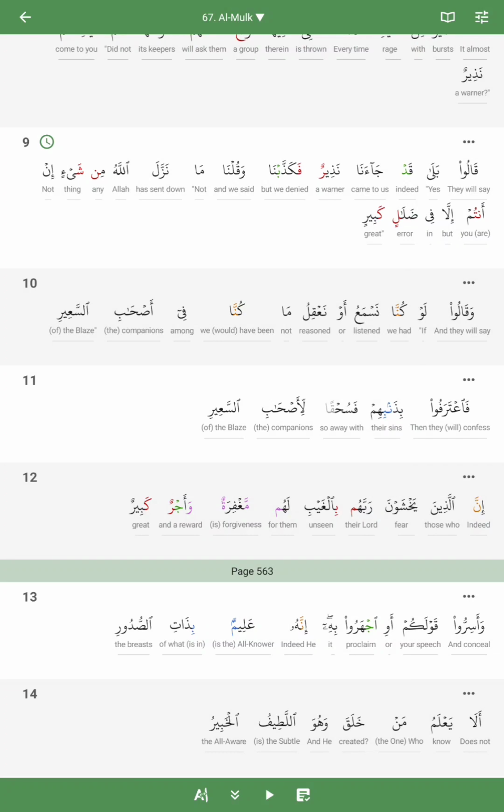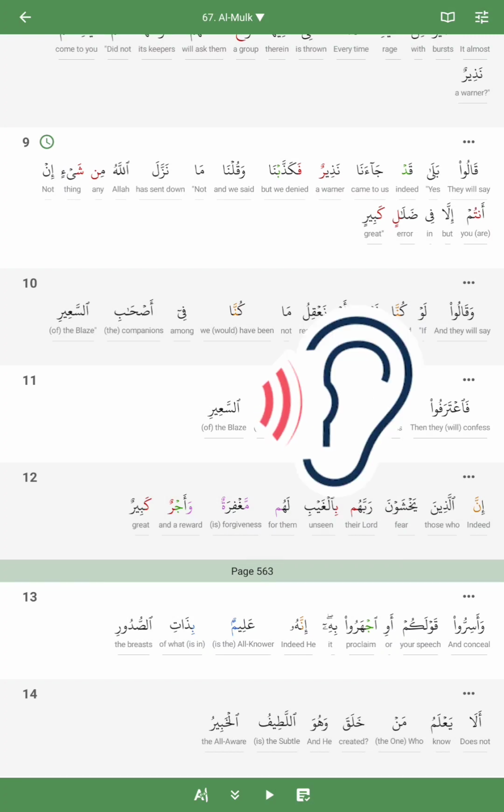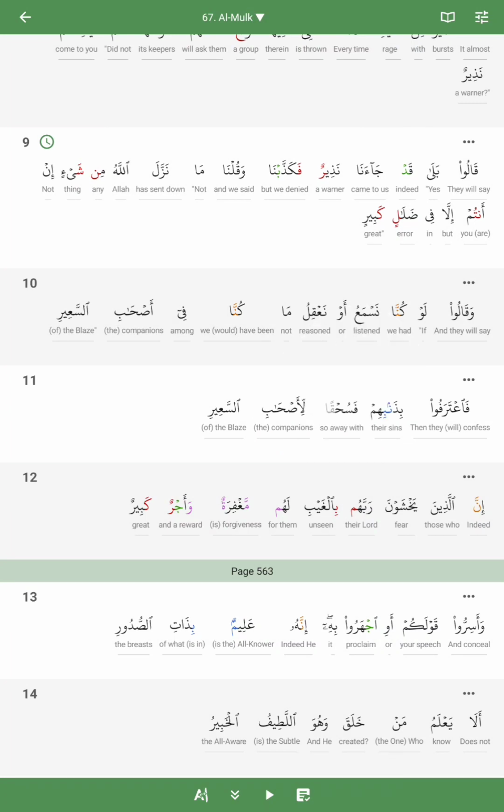In ayah number 10, they're saying, وَقَالُوا لَوْ كُنَّا نَسْمَعُ أَوْ نَعْقِلُ مَا كُنَّا فِي أَصْحَابِ السَّعِيرِ. They're saying, if only we had listened, oh, why did we do that? We did such a bad thing. Now, if only we had listened and we had used our head, that means we'd use our reason.